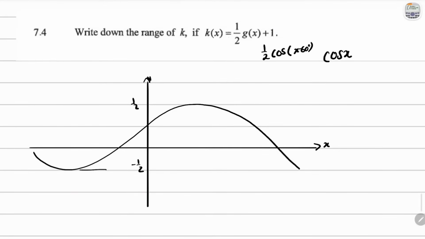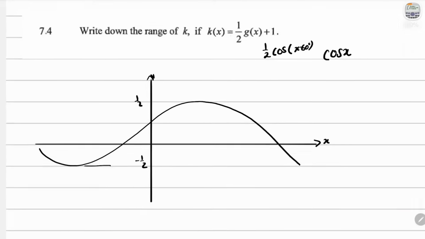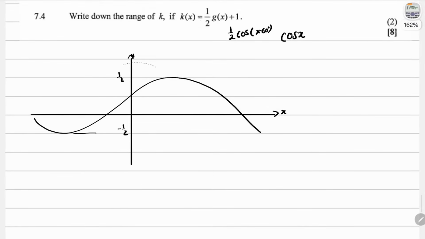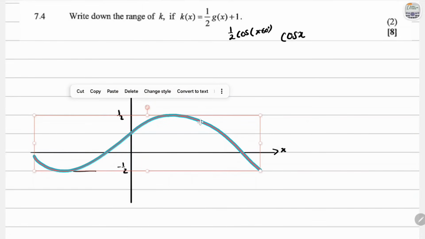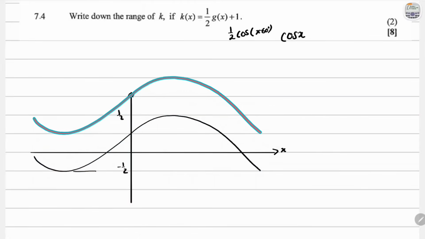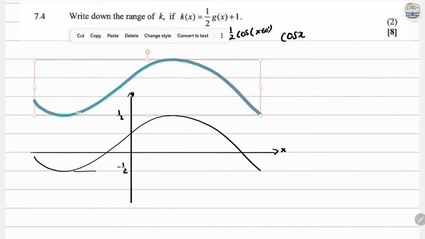But then this graph is shifted up by 1 unit. So now what is the minimum going to be? Where will that y value of the minimum be? If it shifts up by 1, from negative a half, just add 1. That's going to be at positive a half. So it shifts up. We're just going to have to shift this graph a bit higher. It's going to simply look like this. So from where it is, it's shifting up by 1, and now the minimum y value is at a half.